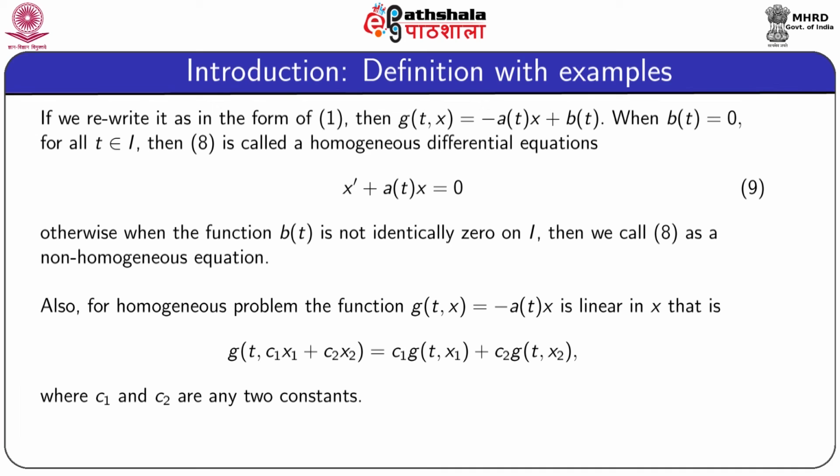Also, for the homogeneous problem, the function g(t,x) equal to minus a(t)x is linear in x, that is, g(t, c1x1 plus c2x2) is equal to c1 g(t,x1) plus c2 g(t,x2), where c1 and c2 are any two constants.